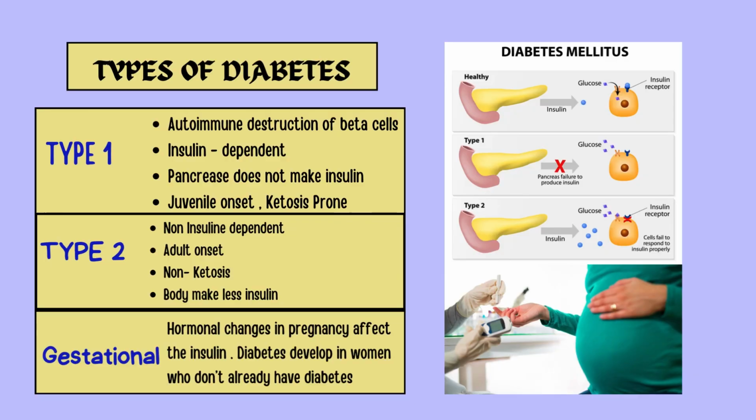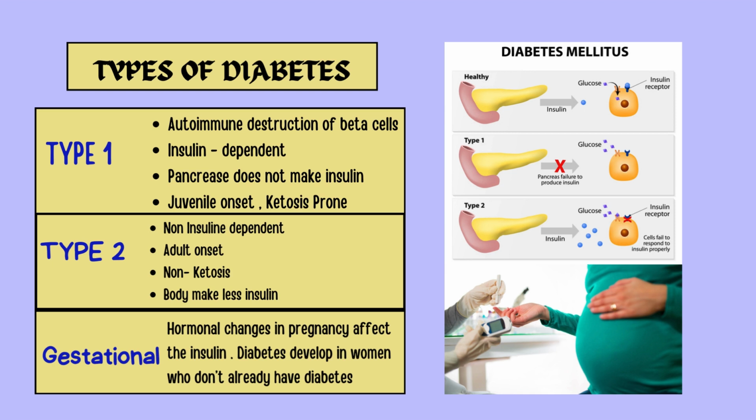Next is a very confusing and very popular topic, that is the types of diabetes mellitus. Many students have doubts about the difference between type 1 and type 2 diabetes, so here I will clear your doubt. In type 1 diabetes mellitus, there is no production of insulin at all. It's an autoimmune disease. Due to the autoimmune problem, there is total destruction of the beta cells.